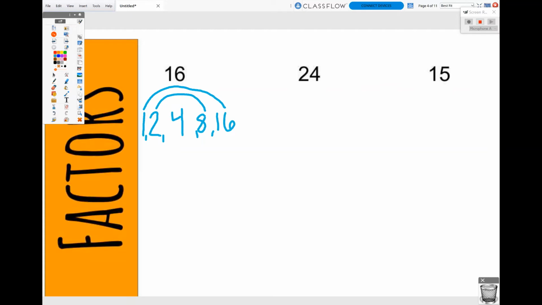Now let's move on to 24. So I'm going to start with 1 and 24. Now I'm going to do 2 because I know that 24 is an even number. So I know that 2 can go into it. 2 can go into 24 12 times.